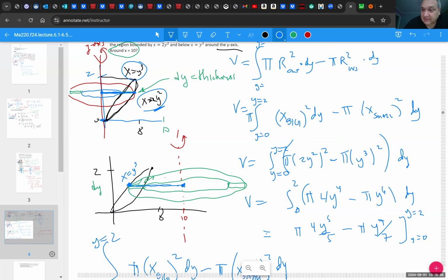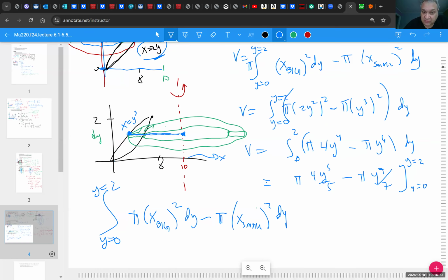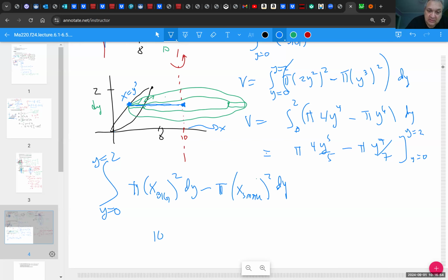So how do I find the distance between two things? I subtract. But you may remember you subtract the bigger one minus the smaller one. The bigger one is over here. It's a bigger x value. Remember, x values get bigger and bigger to the right. So this is the bigger x value. That's the smaller x value. To find the distance between two things, I subtract. So this x big distance, the radius in the big direction, is going to be the subtraction between those two things. So it's going to be 10 minus y cubed. That's my radius for the big function.